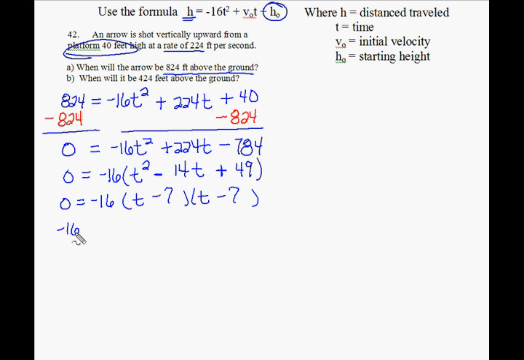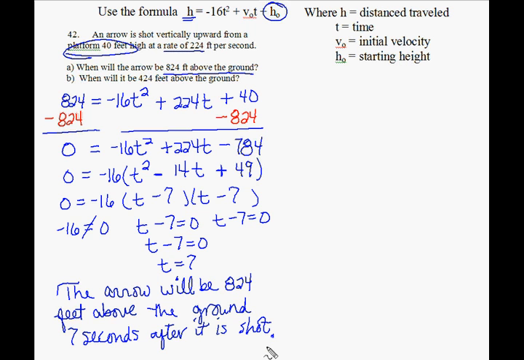Setting each factor equal to 0 using the zero product property, we have three factors. These last two factors, t minus 7 equals 0, is the same. And negative 16 as a number, so I know that one's not equal to 0, but that's why we say or. So we get t minus 7 equals 0, and adding 7 to both sides of the equation, t is 7. The arrow will be 824 feet above the ground 7 seconds after it is shot. And we know that it's seconds because the problem was given to us in feet per second.